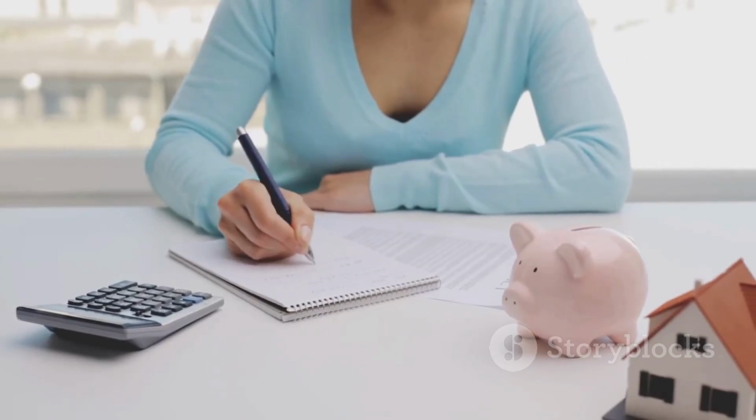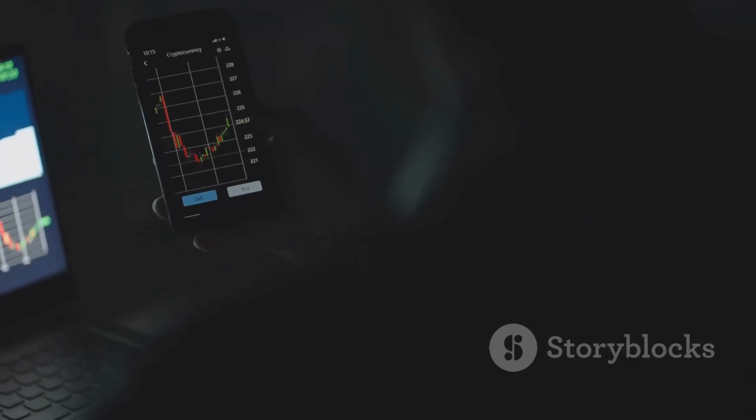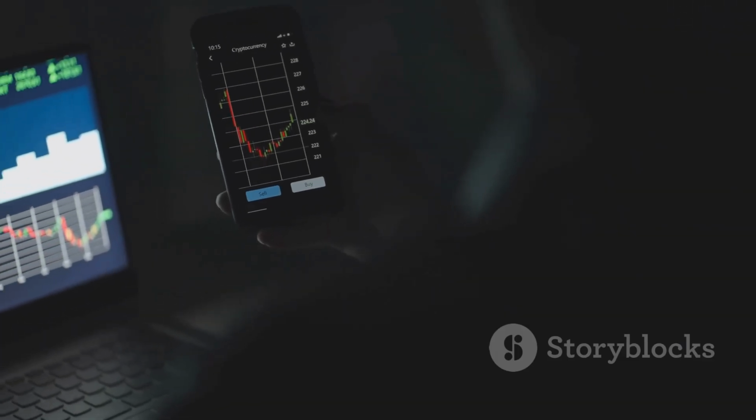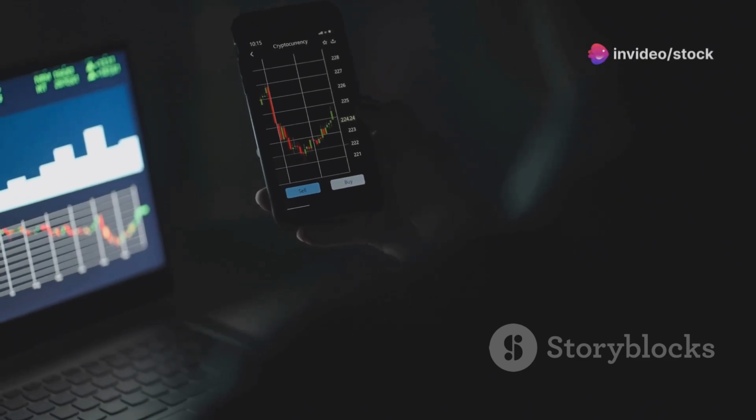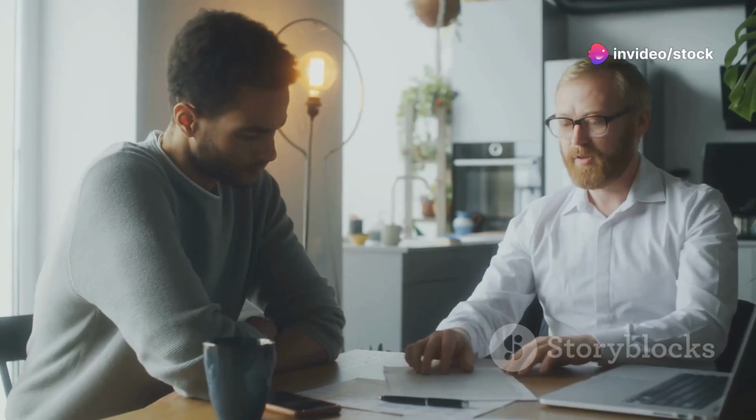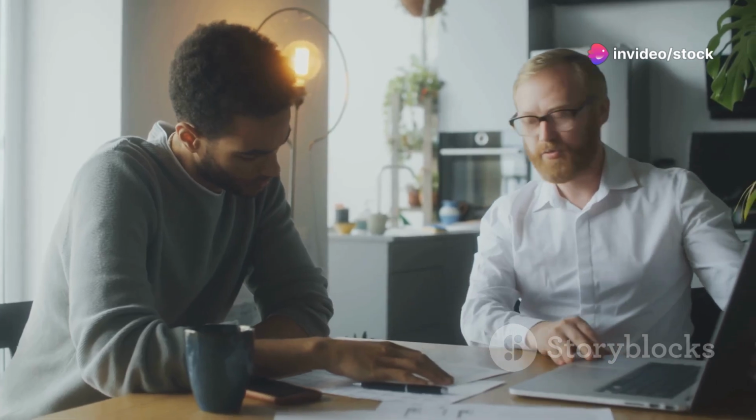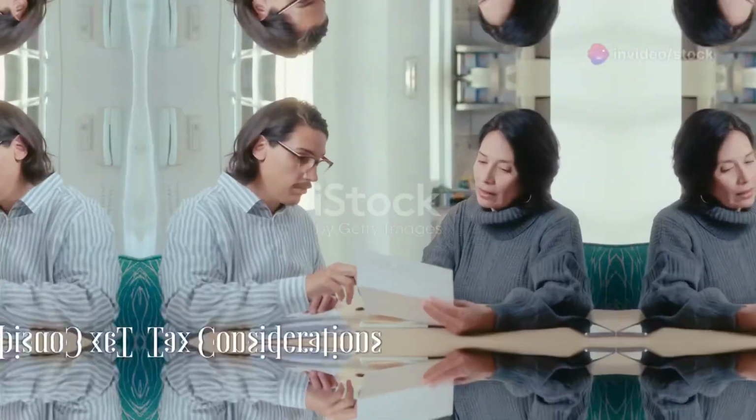This is where rebalancing comes in. Rebalancing involves selling some of your winners and buying more of your laggards to bring your portfolio back to its original asset allocation. Life is full of surprises, and your financial situation and goals might change over time.